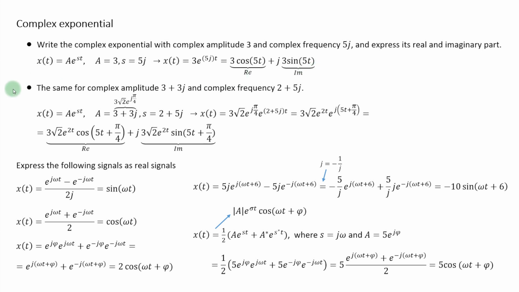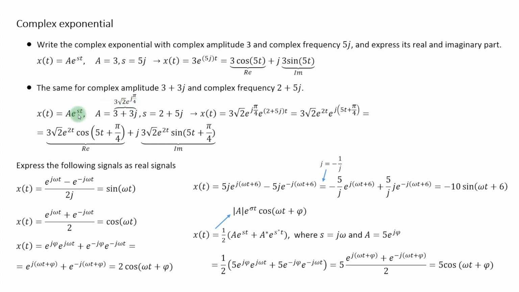The next problem, do the same but for complex amplitude 3 plus 3j and complex frequency 2 plus 5j. So again, this is the formula for the complex exponential. Now this is the complex amplitude and this is the complex frequency. The only hitch here is that before you use this complex amplitude, you want to transform it into the polar form. Once you have this polar form of the amplitude, you can substitute it here.